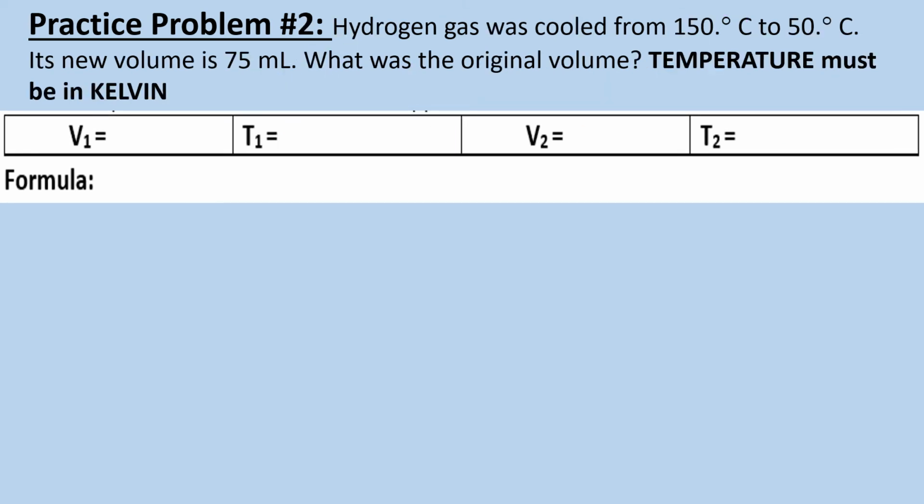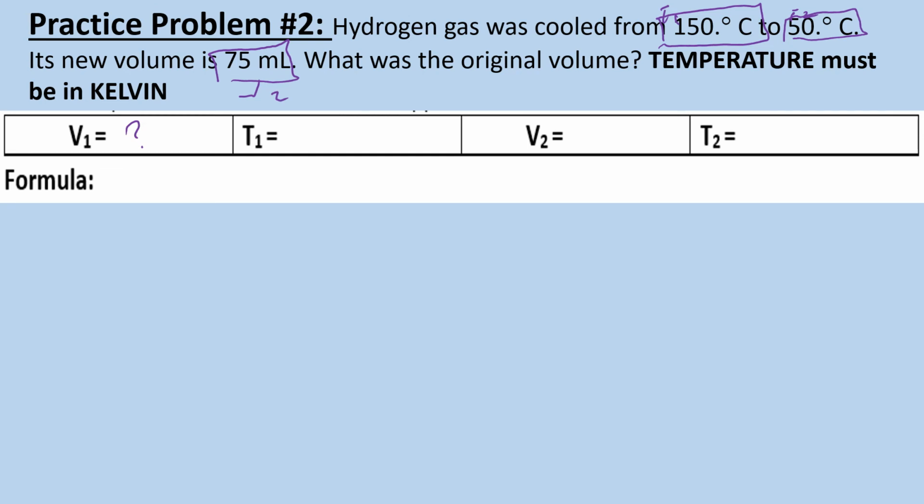Okay, our practice problem number 2. It says that a hydrogen gas was cooled from 150 degrees Celsius. So that is our starting temperature, to 50 degrees Celsius. So that's our ending temperature. And its new volume is 75 liters. So T1, T2, V2. So it wants to know what was the original volume. So this is our unknown.